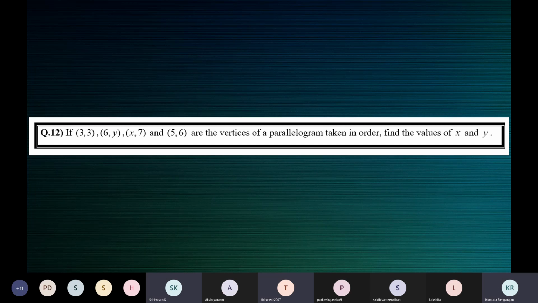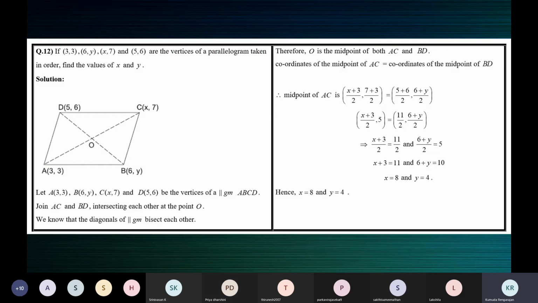No. Ma'am, x is equal to 8 and y is equal to 4. Yes, ma'am. Y is 4, ma'am. Correct. X is 8 and y is 4. No problem. We'll see maybe some calculation error. See here.